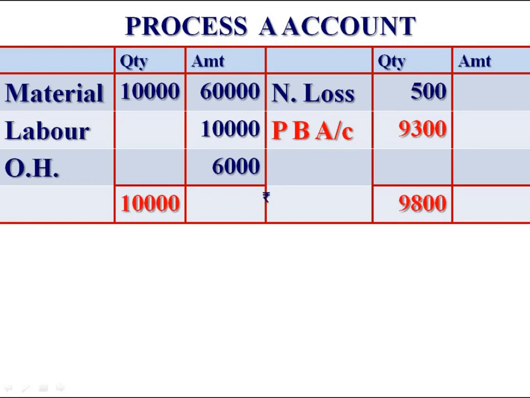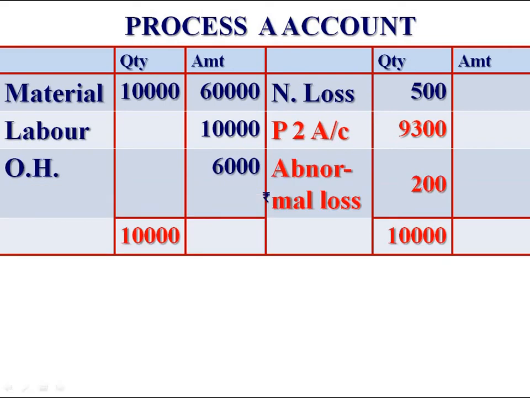Check the total of debit and credit of quantity columns. In debit, the total of quantity column is 10,000. In credit, total of quantity column is 9,800. There is a shortage of 200 in the credit side. It is abnormal loss. This difference of 200 being abnormal loss.